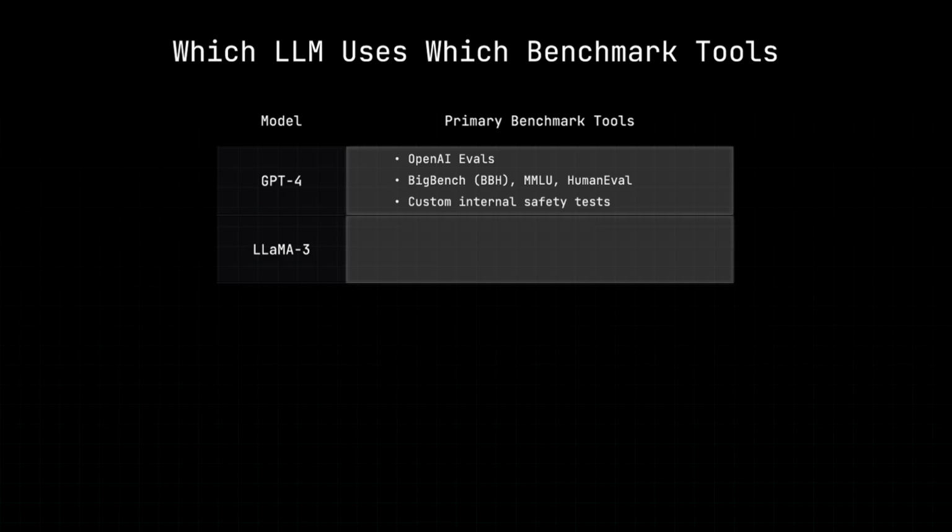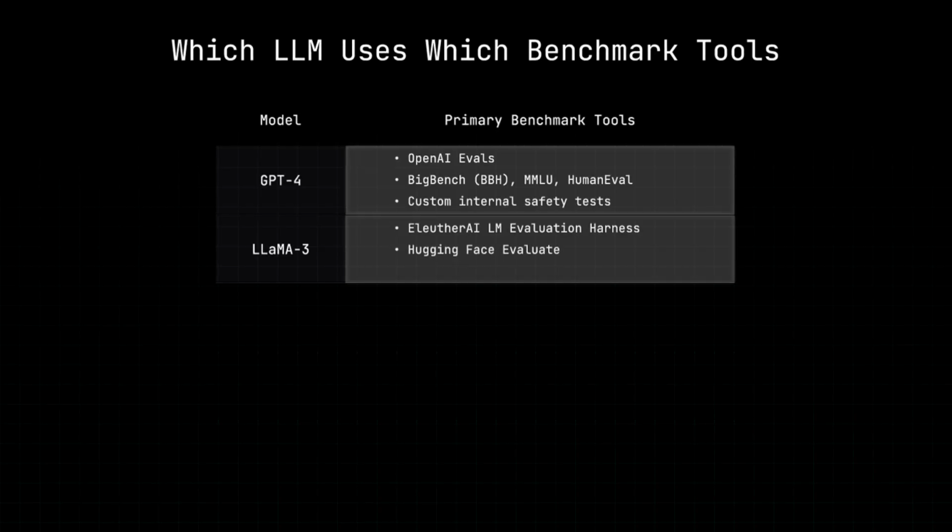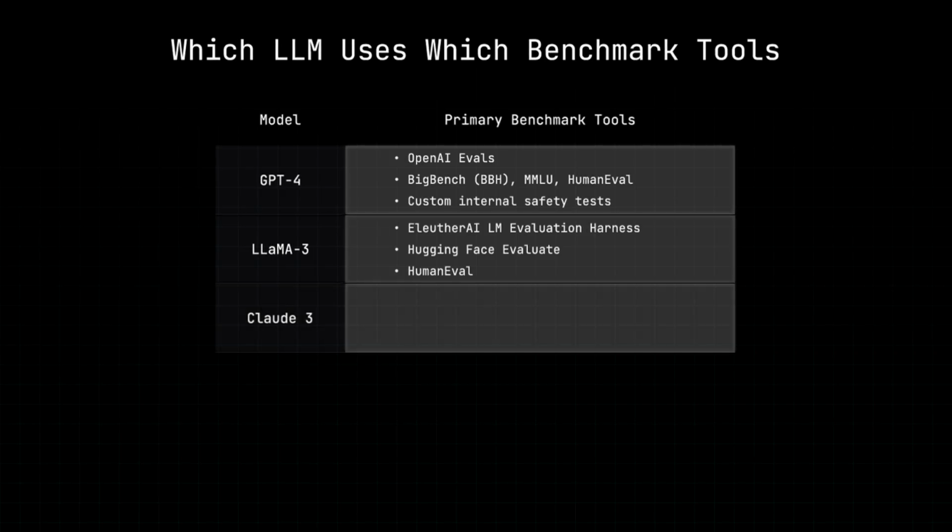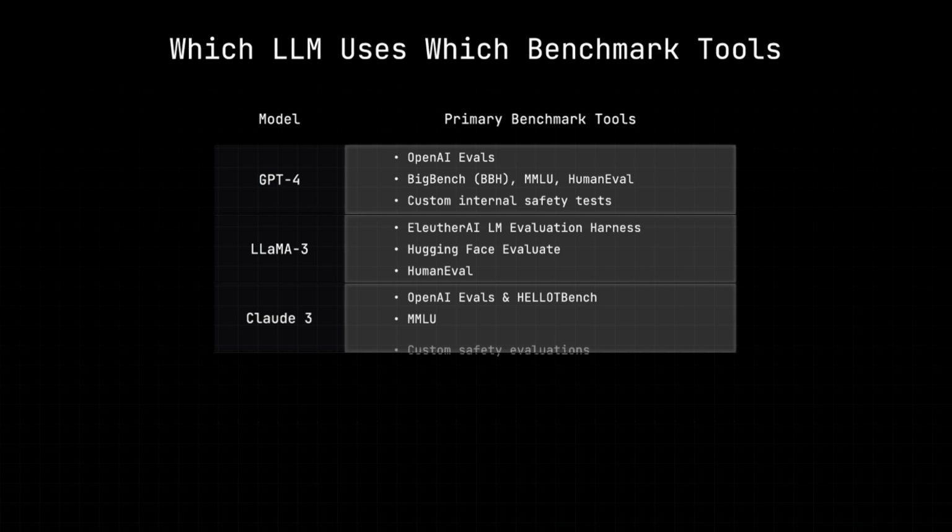Llama 3 from Meta is commonly benchmarked using the EleutherAI LM Evaluation Harness, which measures perplexity and overall accuracy, and Hugging Face Evaluate to compute BLEU and ROUGE metrics. It also uses HumanEval for code-related assessments. Claude 3 from Anthropic typically uses a combination of OpenAI Evals and HELM to evaluate conversational quality and logical consistency, along with MMLU for general reasoning. Custom internal evaluations further assess its safety, bias, and adversarial robustness.